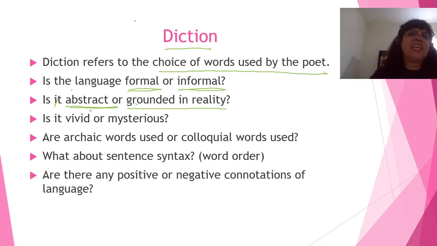The next point. Is it vivid? Is the language vivid or mysterious? What do I mean by vivid? V-I-V-I-D. If you didn't know the meaning of the word, remember vivid means lifelike. Okay? Vivid means lifelike. So is it vivid or mysterious? Vivid means something which is lifelike or something which seems real. Okay? It seems as if it's absolutely real.